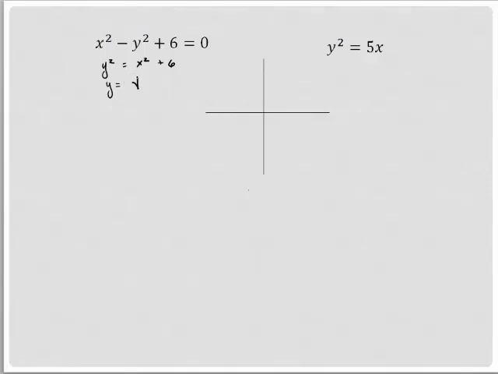Square root of x squared plus 6. And I'm pretty sure you need that parentheses in there, so I'm going to put it in there to remind you. Okay, and then we have y squared equals 5x. That'll be y equals the square root of 5x. And y equals the negative, let's put that parentheses, square root of 5x.